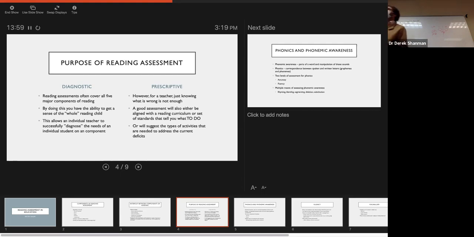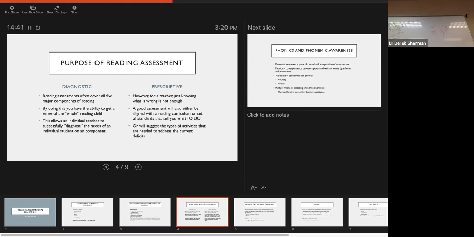Diagnostic assessments are going to be assessments in general that tell us what is missing from a student's repertoire. Prescriptive assessments are going to tell us, given that diagnosis, what do we do? One tells us what's missing, one tells us where to go next. So looking back at formative and summative, is one or the other more naturally diagnostic or prescriptive?